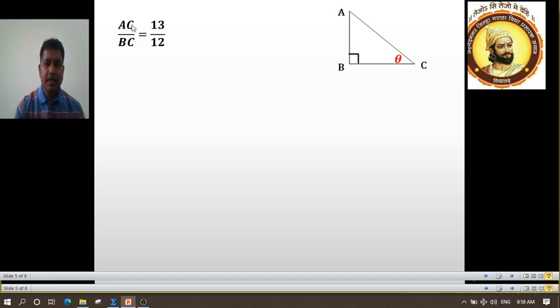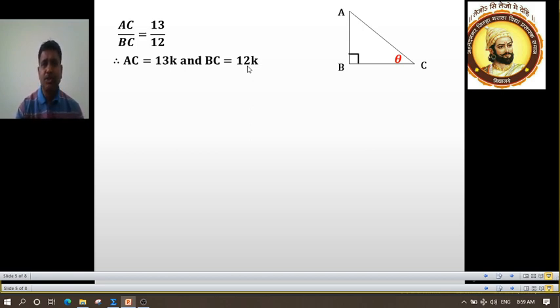Now AC is to BC is equal to 13 is to 12. It means that AC and BC are in multiples of 13 and 12. Suppose that the common multiple be K. So AC is equal to 13K and BC is equal to 12K. So in right angle triangle ABC, we know two sides AC and BC, that is 13K and 12K, in terms of K.